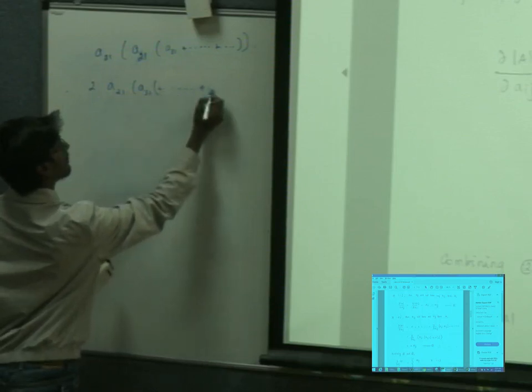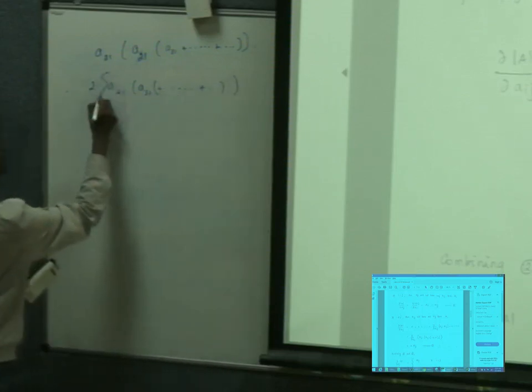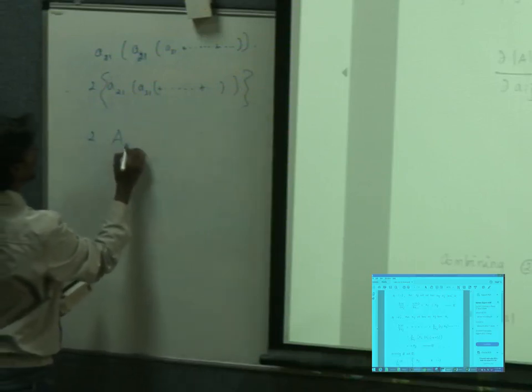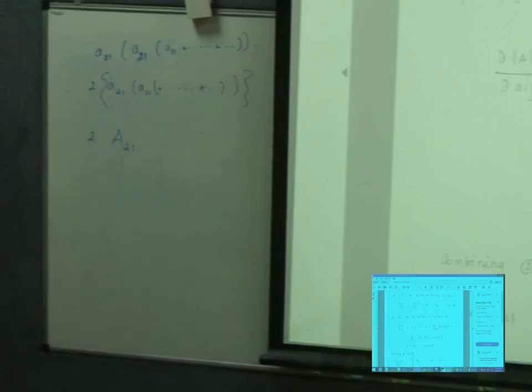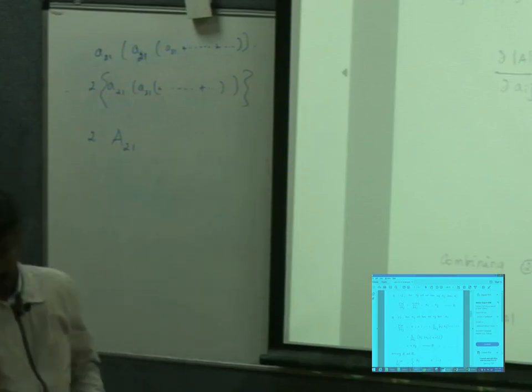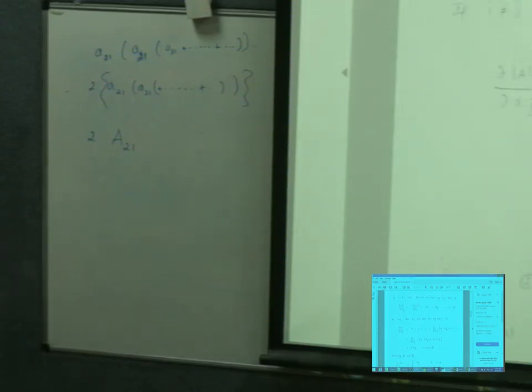Whatever the recursive form you have here. And what is this one? This is nothing but the cofactor of this entry. Any questions? And that's why I have told you before itself.